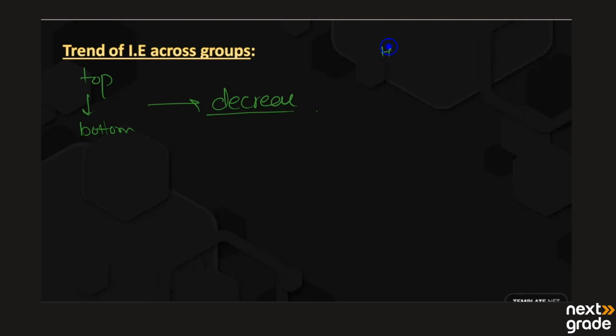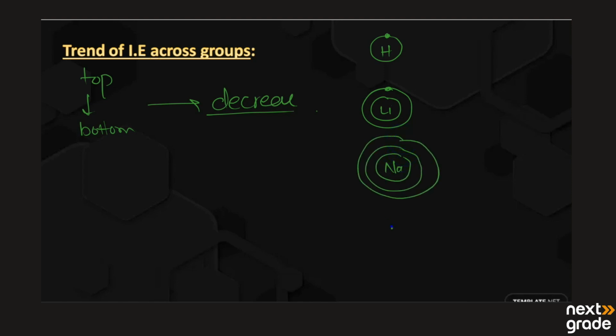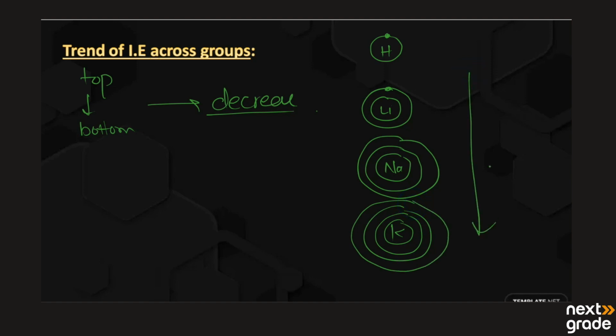For example, hydrogen has only one shell. Second, we have lithium, it has 2 shells. Next we have sodium, it has a total of 3 shells. And after that we have potassium, it has a total of 4 shells. So from top to bottom there is an increase in the number of shells.